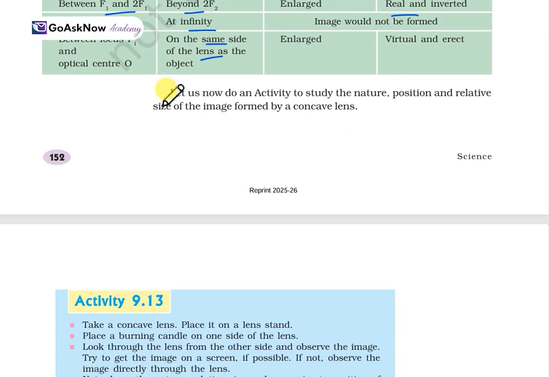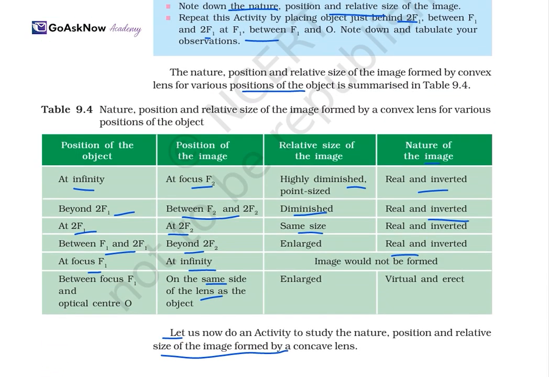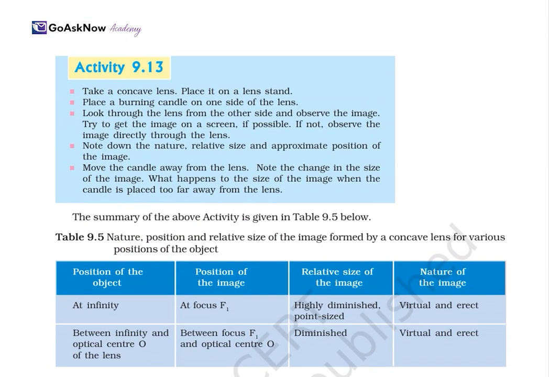Now let us do one activity on the nature, position, and relative size of the image formed by the concave lens. What will happen for the concave lens? Firstly, take the concave lens and place it in the lens stand. Take the burning candle on one side of the lens and look through the lens from the other side to observe the image. Try to get the image on the screen if possible. If not, then observe the image directly through the lens. Note down the nature, relative size, and approximate position of the image.